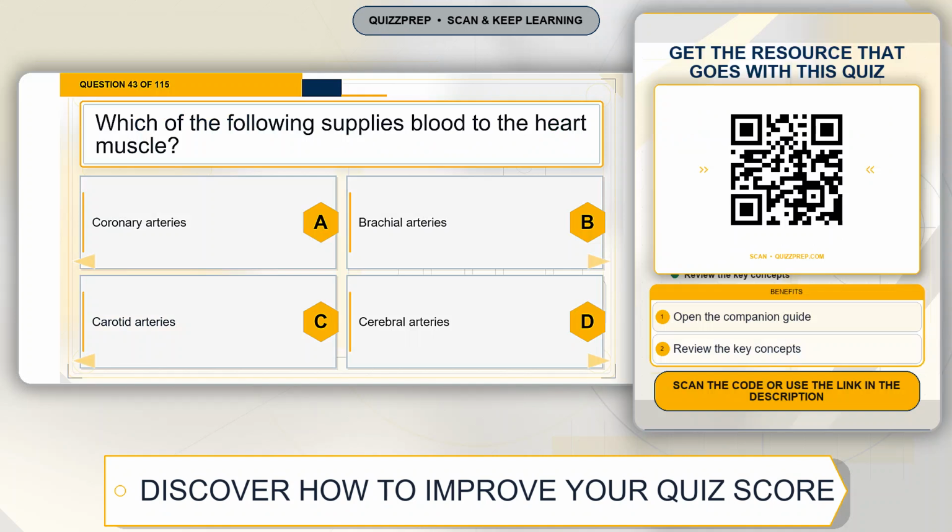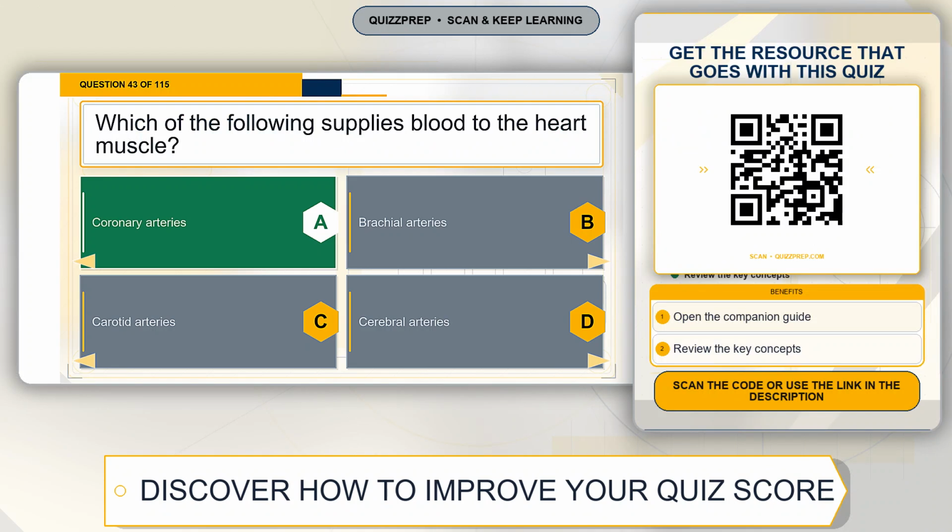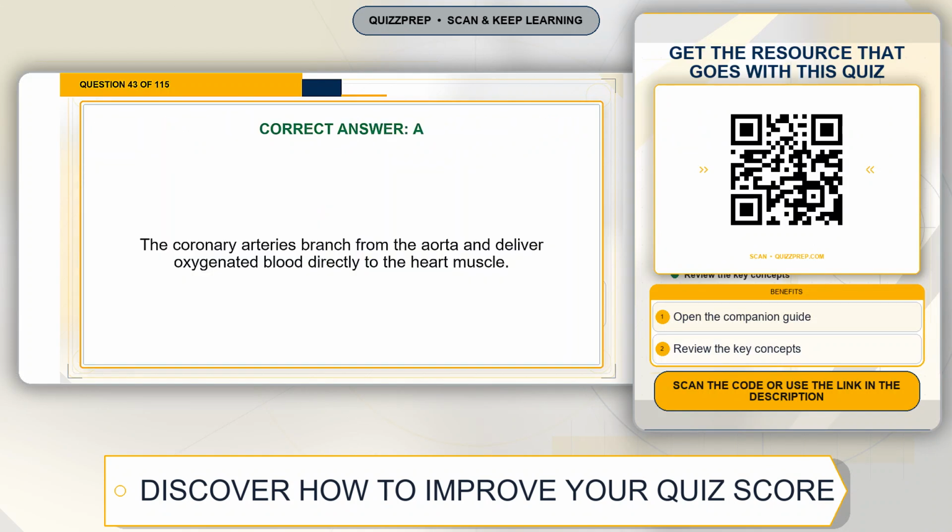Question 43. Which of the following supplies blood to the heart muscle? Option A, coronary arteries. Option B, brachial arteries. Option C, carotid arteries. Option D, cerebral arteries. The correct answer is option A, coronary arteries. Explanation. The coronary arteries branch from the aorta and deliver oxygenated blood directly to the heart muscle.